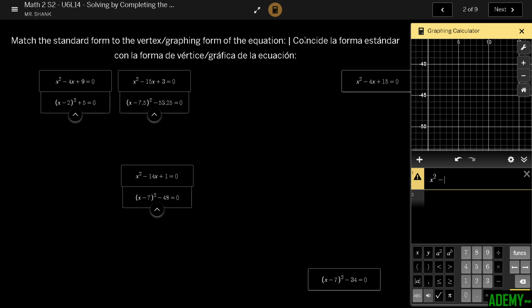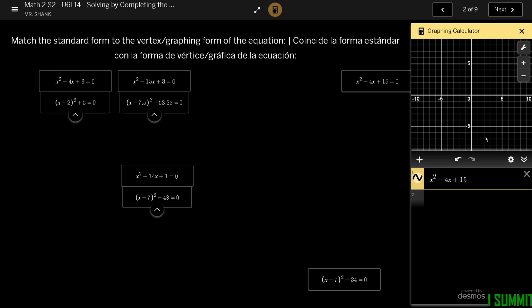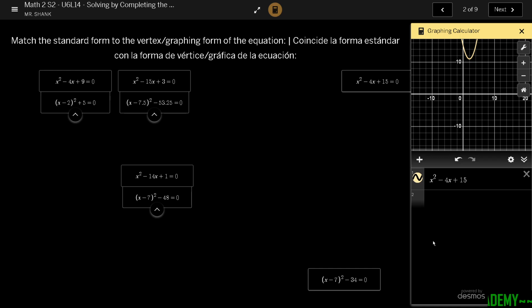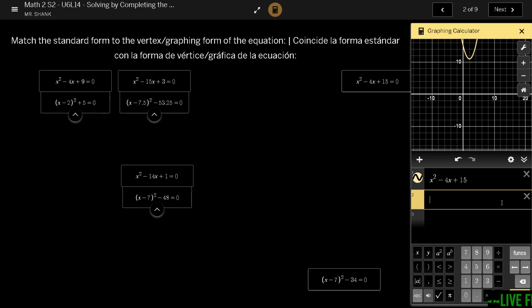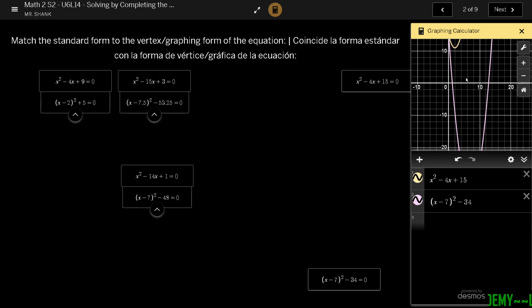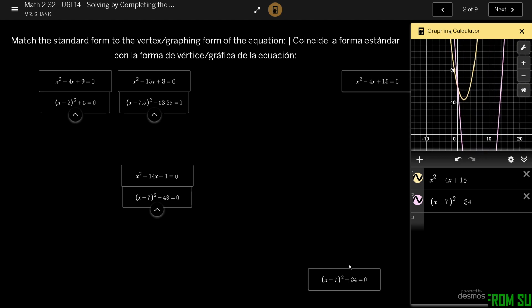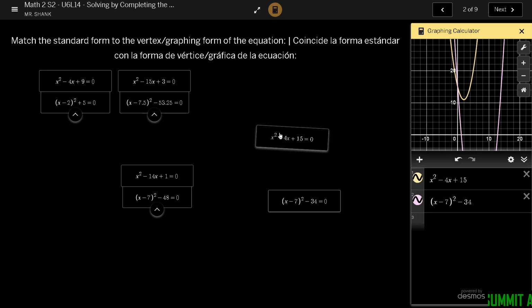And again, I can show why these two do not go together. Let me hit the home button to go back to the home. There it is. I'm going to zoom out, and then let's say x minus 7 squared minus 34. Again, notice how those do not overlap because they're not the same equations at all. So we're going to leave those two unpaired. But these three can be paired together.